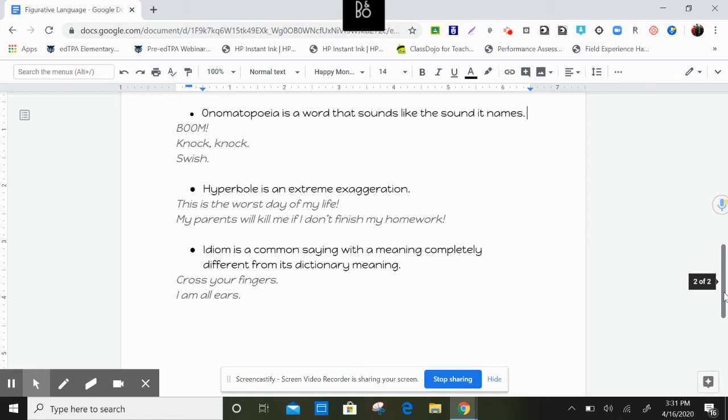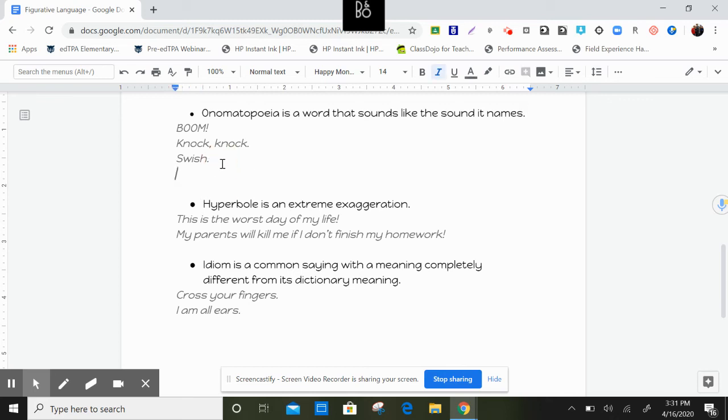Onomatopoeia is sound words that are making sound. So a word that sounds like the sound it is named for. So boom, knock knock, swish. You could do something like pow, bang, bonk, boom. Any of those are onomatopoeia. It's basically sound effects.